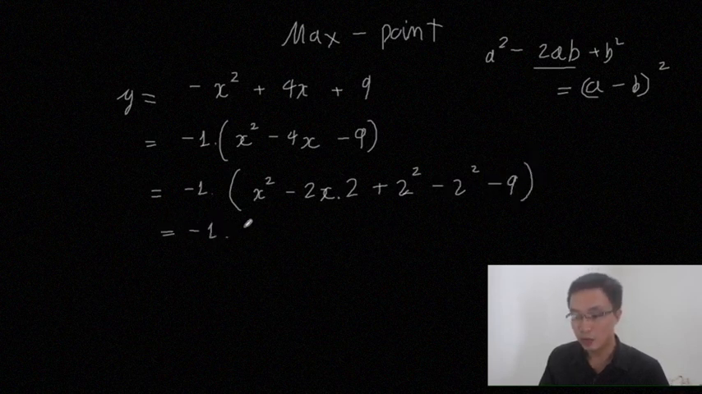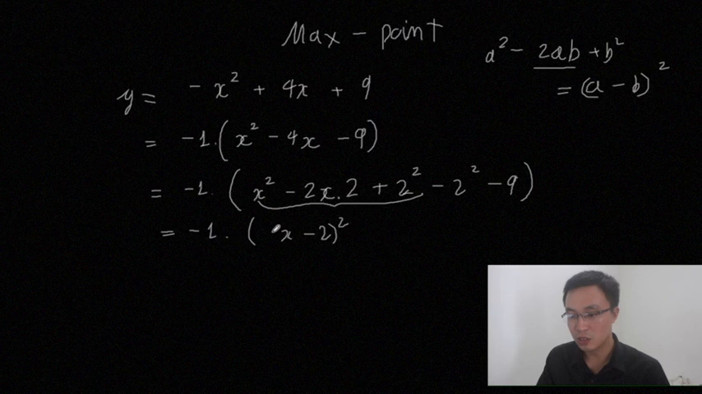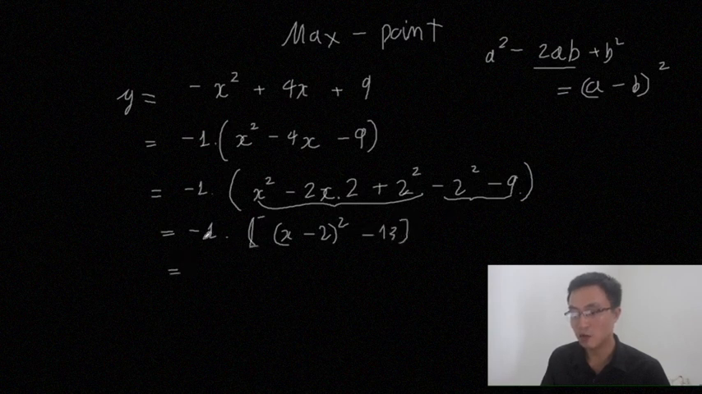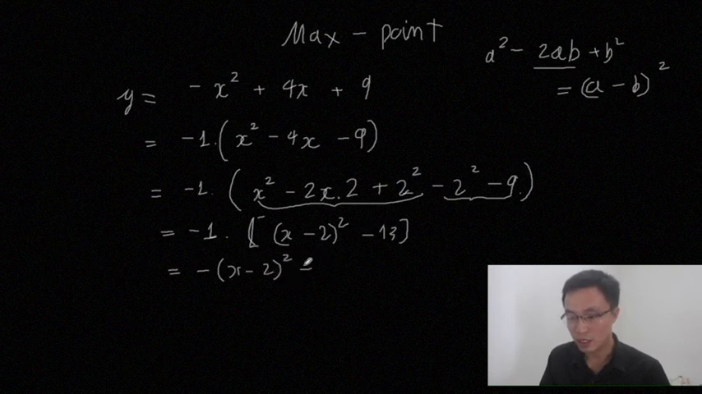And of course you combine the first 3 terms, it will be x -2 square outside, and you simplify the rest, -4 and -9. You will have -13, and you will expand the equation. I will take -1 times (x -2) square, and -1 times -13, you have to plus 13.